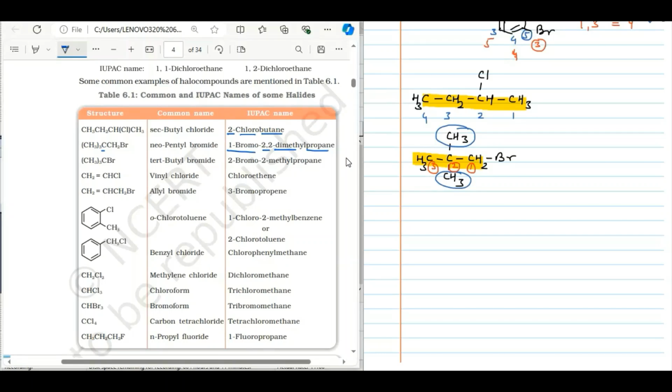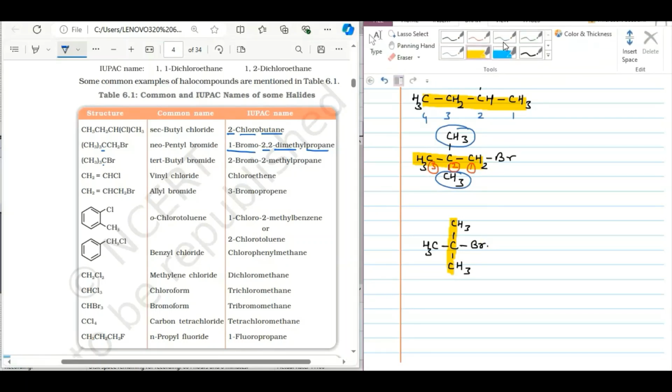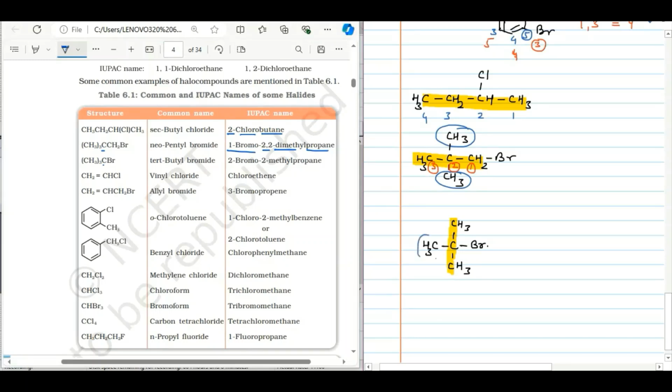Here (CH3)3CBr means all CH3 are bonded to this C and this C is bonded to Br. So let's draw the structure. CH3, C, CH3, CH3 and Br is bonded to this C. Now select the longest carbon chain that contains your functional group Br. So the longest carbon chain will be this chain that contains the functional group Br. Now identify the substituent. Here methyl is the substituent.